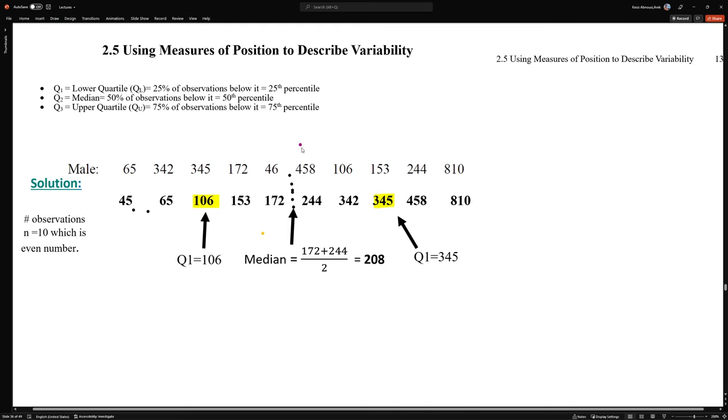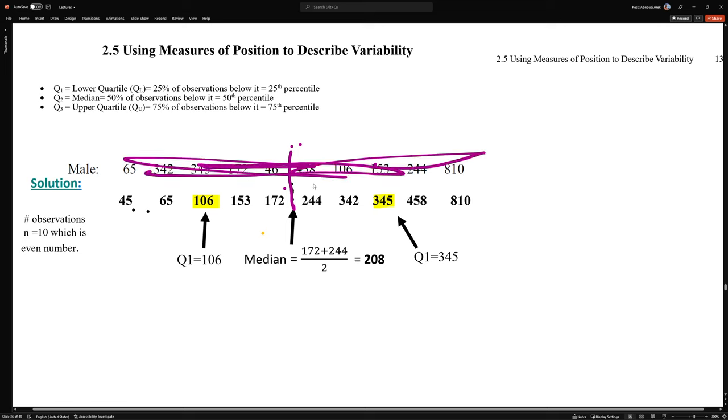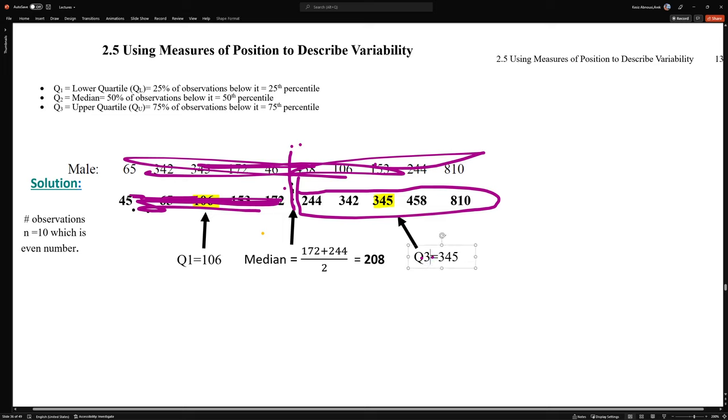And for quartile three, we ignore this part, right? This is quartile three, the upper data, since there isn't a specific median value. So it's the middle number. This is quartile three, actually, not one. So I think it. Okay.